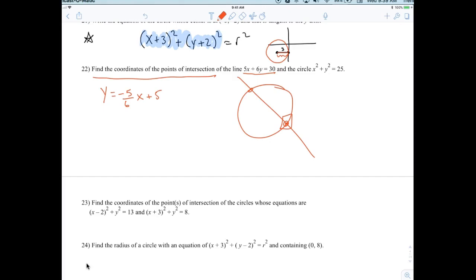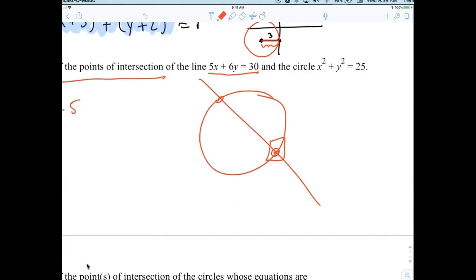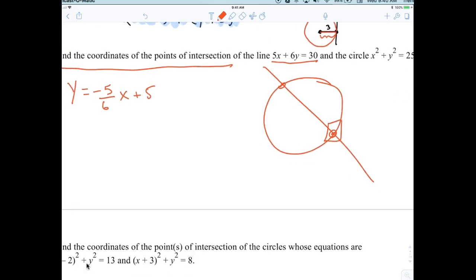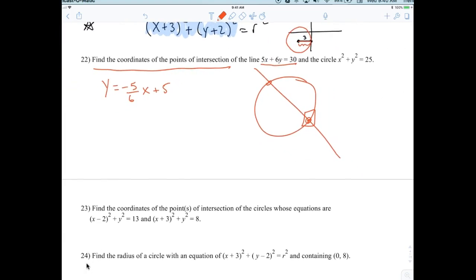All right? So you move the 5x over, it becomes negative 5x. Then we divide by 6. So it's negative 5/6 x. And then 30 divided by 6 is 5. Everybody good with that? All right, now the annoying part. Try to stay with me. Wherever I see a y, I can put what? Negative 5/6 x plus 5. Exactly, guys. Here we go.